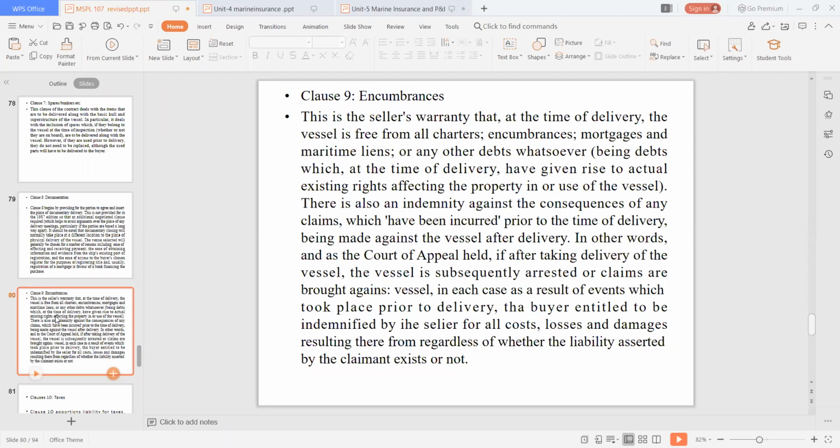In other words, as the Court of Appeal held, if after taking delivery the vessel is subsequently arrested or claims are brought against the vessel in each case as a result of events which took place prior to the delivery, the buyer is entitled to be indemnified by the seller for all the costs, losses and damages resulting therefrom, regardless of whether the liability asserted by the claimant exists or not. Right? So, encumbrance is the seller's warranty.